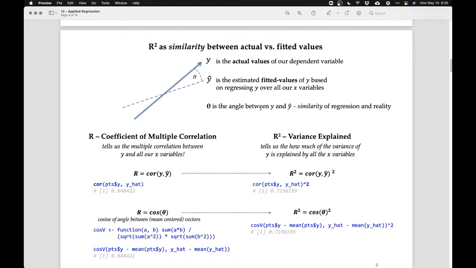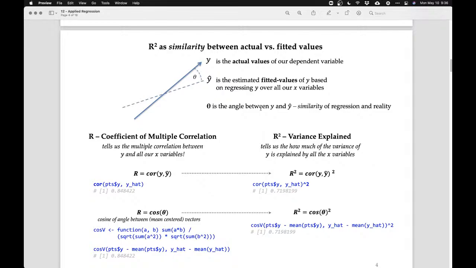Crazy. And this brings me to a next point. Y hat really captures what all the different X's are saying about Y. The explanation of Y that all the different X variables are saying is captured by Y hat. So when I take the correlation of Y and Y hat, what I'm actually doing is taking a multiple correlation of Y and all the X's, because all the X's are explaining what Y hat should be.